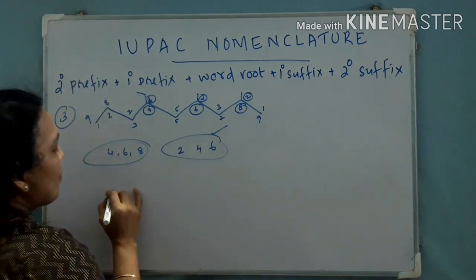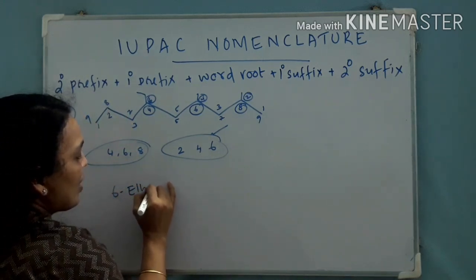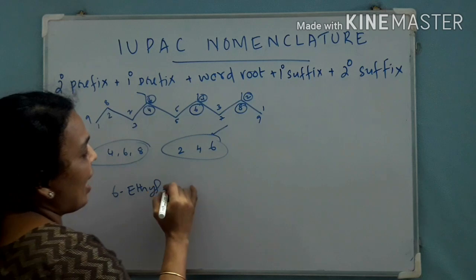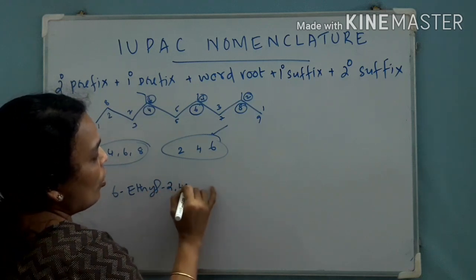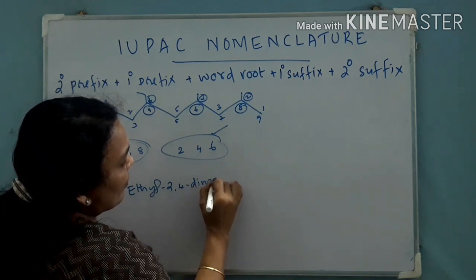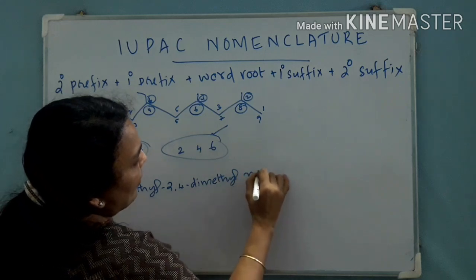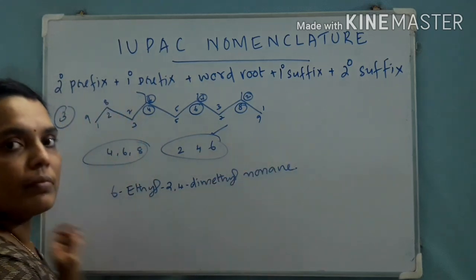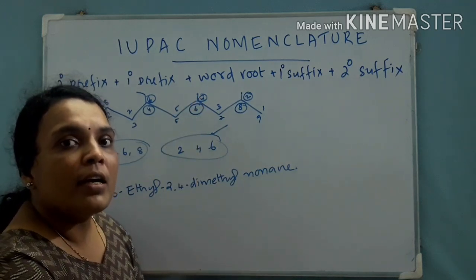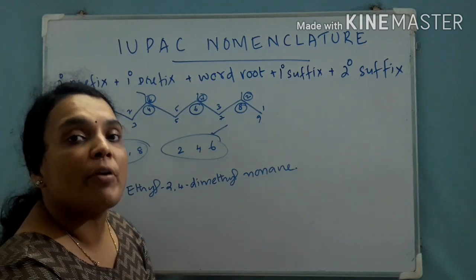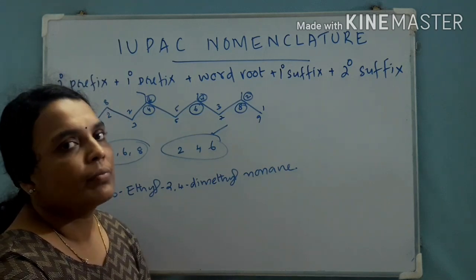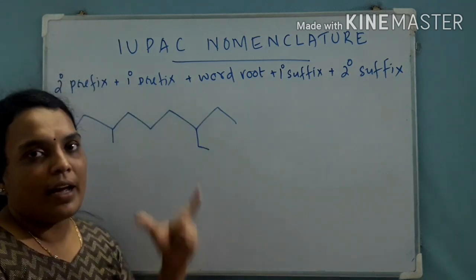So what does the correct name become? 6-ethyl. First of all, we have to name ethyl, but numbering is 6 itself. 6-ethyl-2,4-dimethylnonane. Got it? That is the third rule. If different substituents are present, substituents are named according to alphabetical order. Clear? Okay.